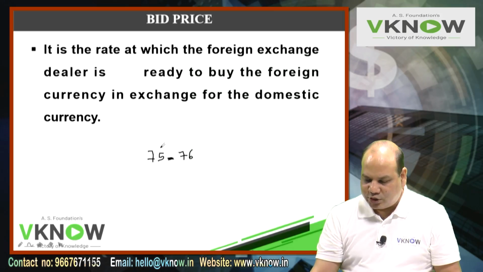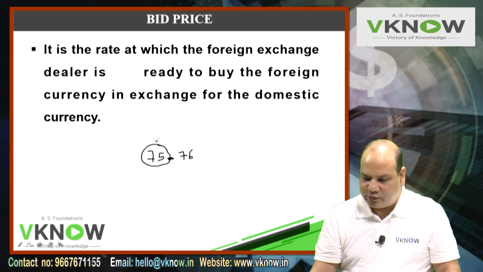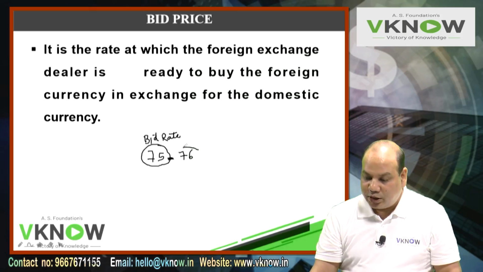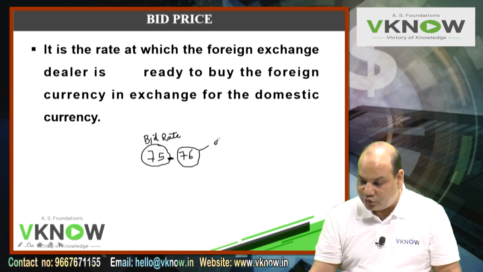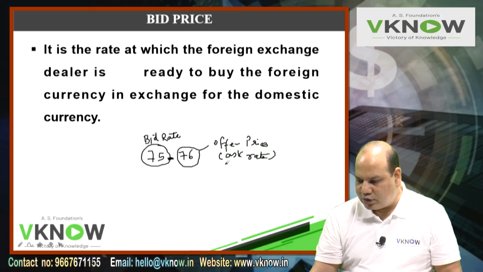So that is where you have to understand what the bank is trying to say. The bank is trying to say that we are willing to buy dollar from you at 75. So this is called bid rate, bid price. But in case the customer wants dollar from the bank, the bank will provide dollar to the customer at 76. So this is called offer price, or ask rate, or in simple terms, selling rate.